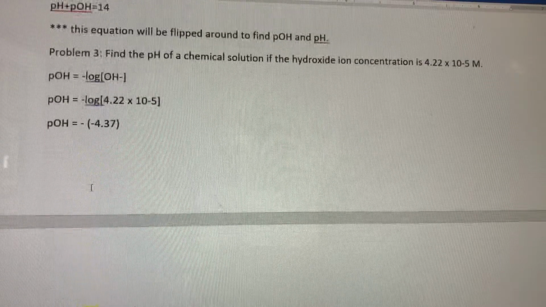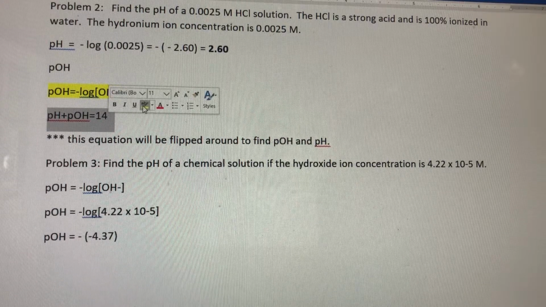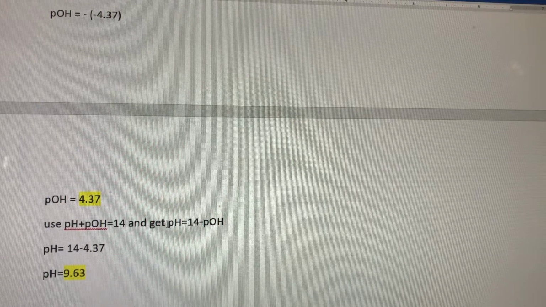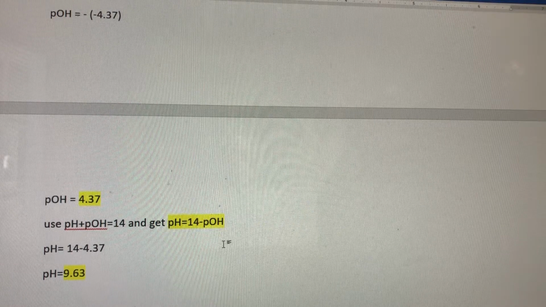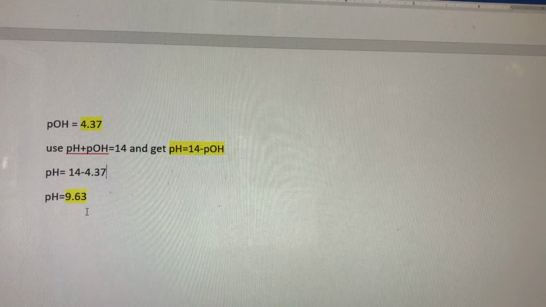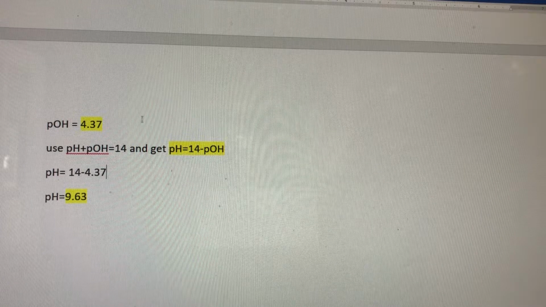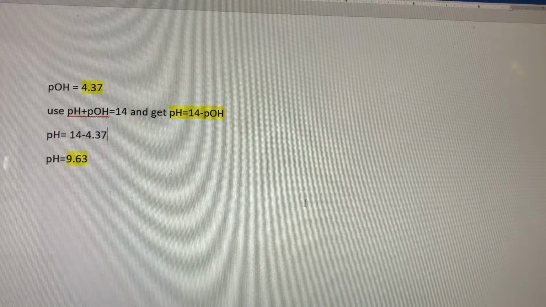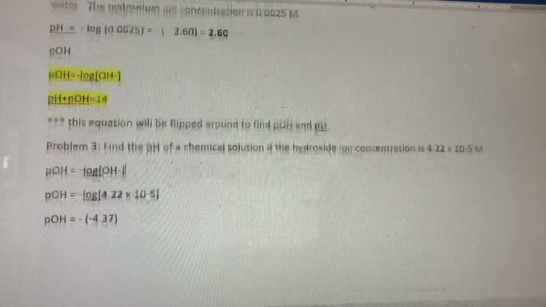Then, like I said, we come back up here and use the formula pH plus pOH equals 14, and rearrange it to get pH equals 14 minus pOH. So we solve for pH: 14 minus the pOH we found, which is 4.37, and we get a pH of 9.63. So that is all of the material we covered in lesson 17, and I hope this was very helpful and I had a lot of fun doing this. So thank you.